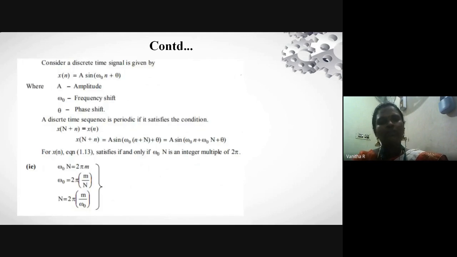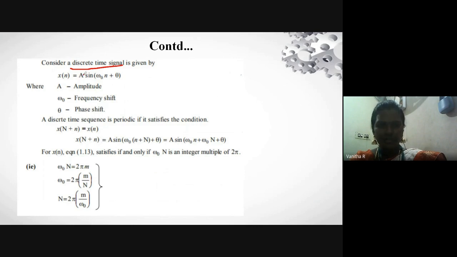So listen, students, we have to consider a discrete time signal first. The discrete time signal will be x of n equal to A sine omega naught n plus theta, where A is the amplitude, omega naught is the frequency shift, and theta is the phase shift. A discrete time sequence is periodic if it satisfies what condition? x of n plus N must be equal to x of n. Am I correct? So now we are going to find x of n plus N.